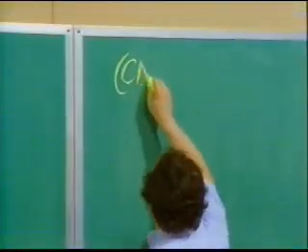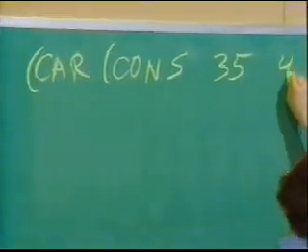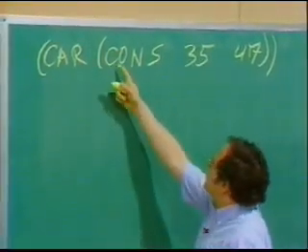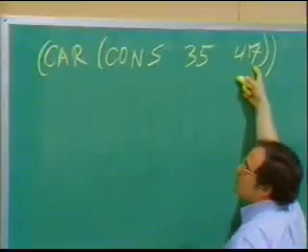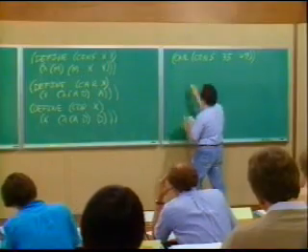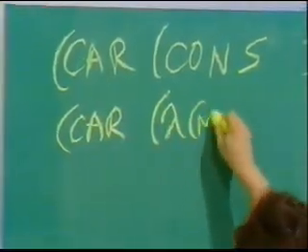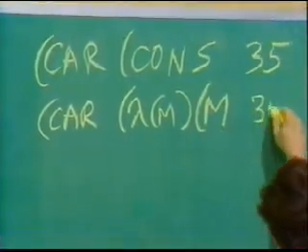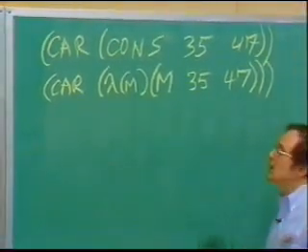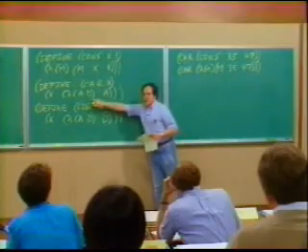Consider the problem car of cons of, say, 35 and 47. Okay. Well, what is that? It's the result of taking car of the result of substituting 35 and 47 for x and y in the body of this. Well, that's easy enough. That's car of the result of substituting into lambda of m of 35 and 47.